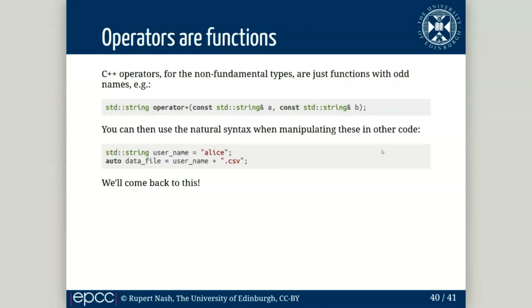However, an interesting thing we have in C++ is we can extend the language effectively, and we can create operator functions. This example here is showing adding a plus operator to the string. And then we can use the natural syntax, as we see below, where we are adding the username Alice, and appending the .csv and returning a new string with the contents of that in datafile. Note we've used the auto there again. Effectively, in the auto datafile line, the compiler is using what we call type inference. It's working out that what's on the right-hand side of that equal sign is a standard string, and it will declare the datafile as a standard string.